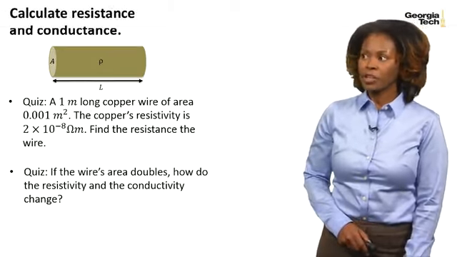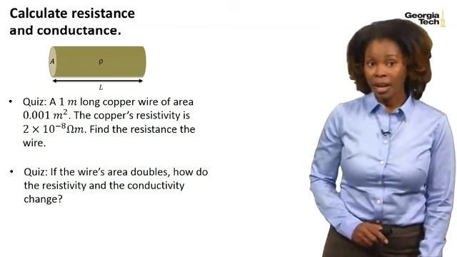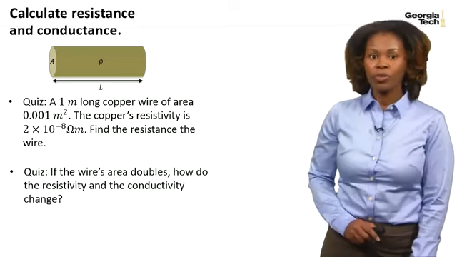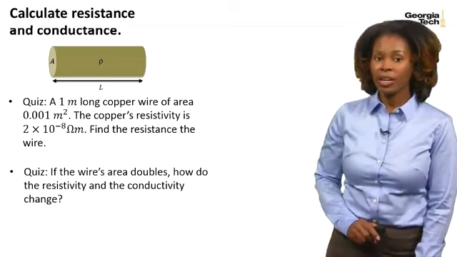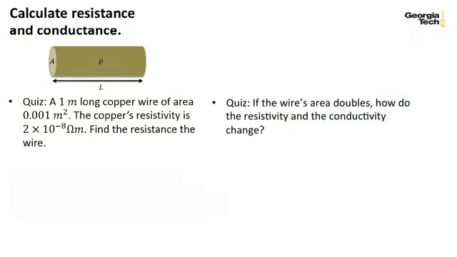So given this information, let's take a short quiz and calculate the resistance and conductance of a material. Pause the video and take this quiz where you find first the resistance of a copper wire and then the resistance if the area doubles. After you work the problem, press play and we'll solve the problem together. So let's consider a 1 meter long copper wire that has an area of 0.001 square meters. The copper's resistivity is 2 times 10 to the minus 8 ohm meters. Find the resistance of the wire.